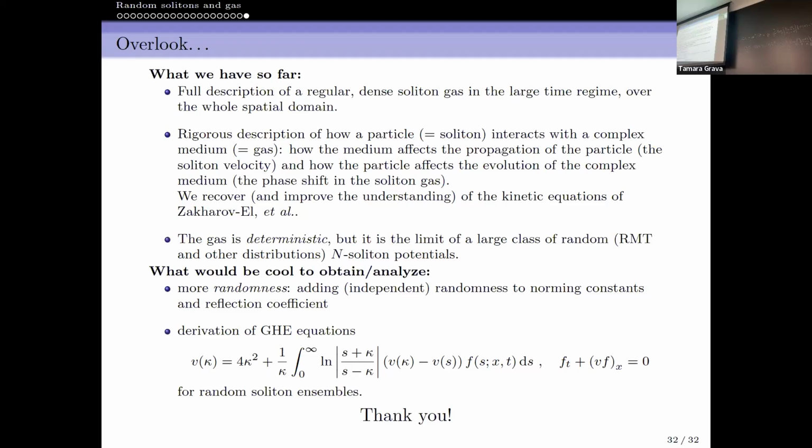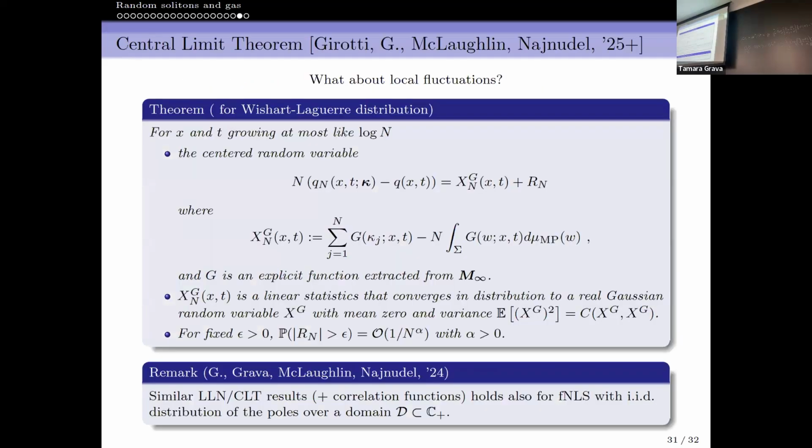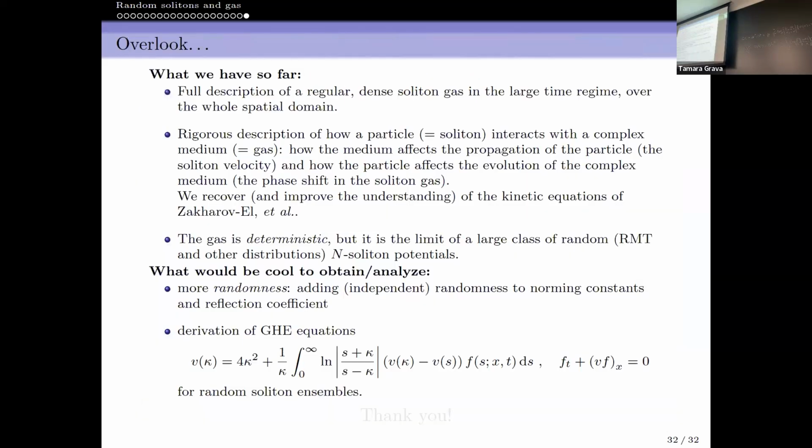On the previous slide, you mentioned that you could obtain a law of large numbers and a central limit theorem. What about large deviations? Not yet. Not yet. It depends on the scale you are looking at. It should be possible. We are more focused at the moment on getting this random soliton gas and understanding how valid this can be.